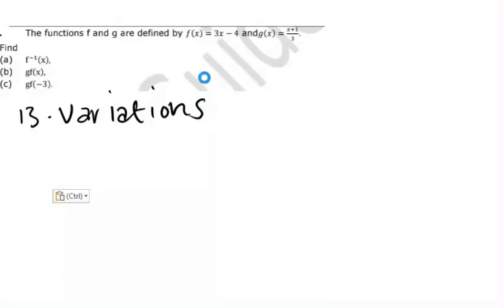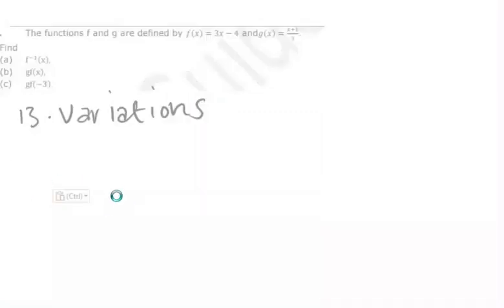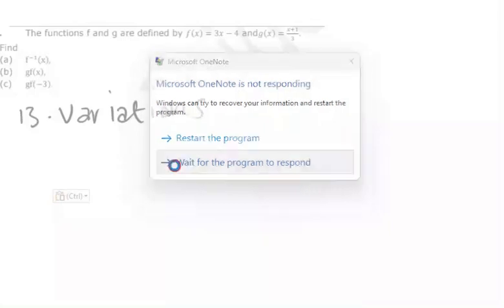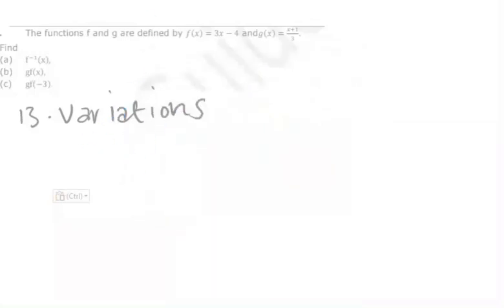So now we revise functions a bit. So functions.